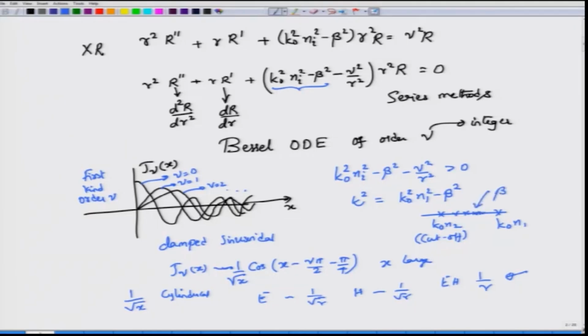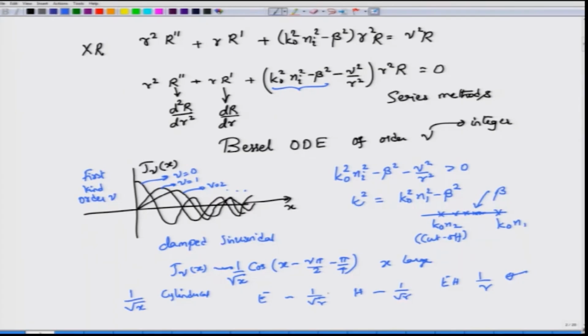Okay. So, these allowed values of beta are discrete, as we have seen earlier, and the transverse wave number can go to a minimum of 0 when beta equals k0 n1, and a maximum of the square root of k0 square n1 square minus n2 square when beta reaches k0 n2 and gets cut off. Okay. This we have seen earlier in the slab waveguide, exactly the same procedure. I am using the same notation as well.